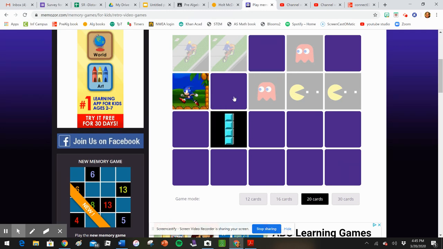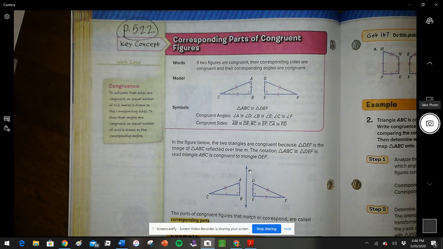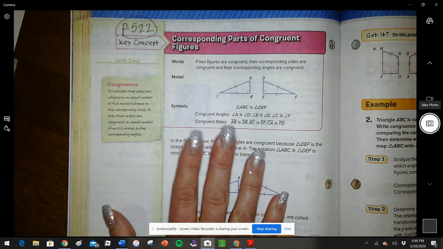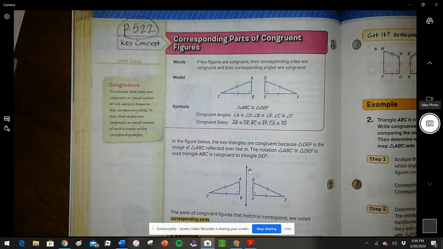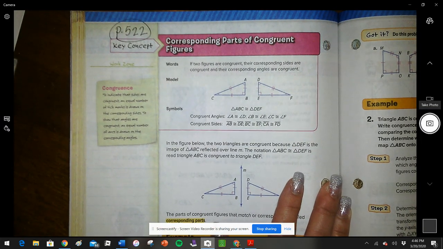And so that's all today really is, just matching. It's kind of cool. It's kind of fun. I know you really want to watch me finish playing this game, but the last time I did this, I was terrible. So I don't know. Too fun. But that's all this is. That's all corresponding parts of congruent figures are. It's just matching. Of course, it's not going to be nearly as fun as the game, but it is that easy.